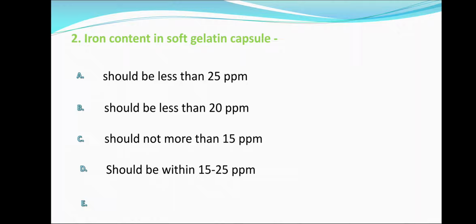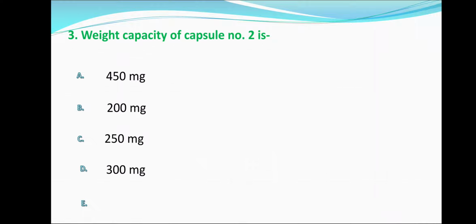Next question. Iron content in soft gelatin capsule should be less than 25 parts per million, should be less than 20 parts per million, should not be more than 15 parts per million, should be within 15 to 25 parts per million. The correct answer is C, that is should not be more than 15 parts per million. Next question.